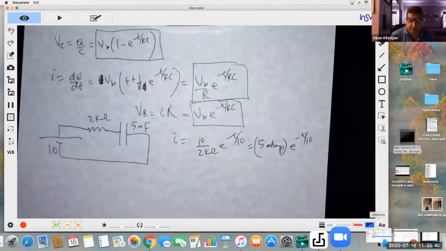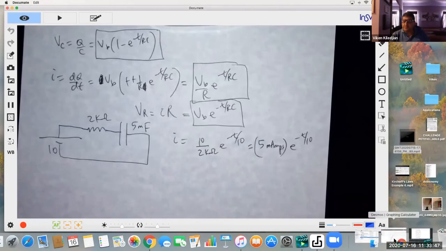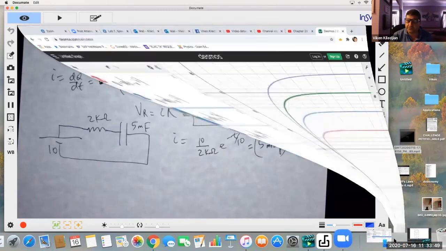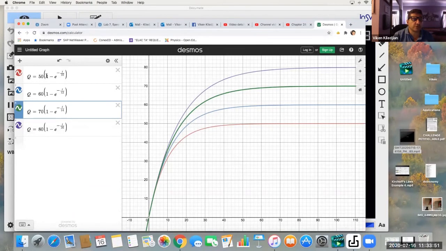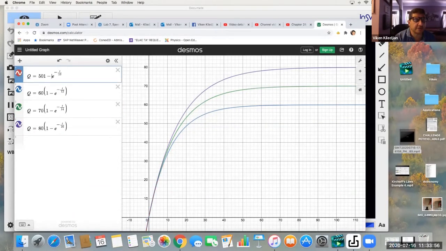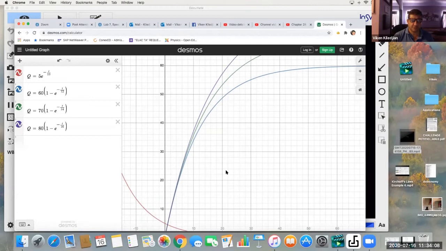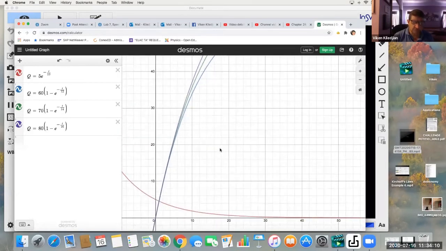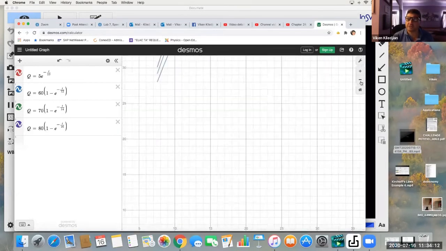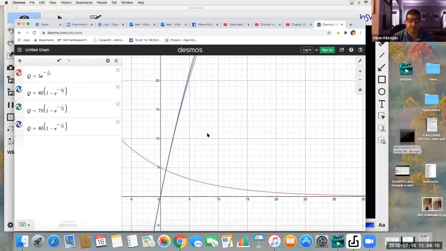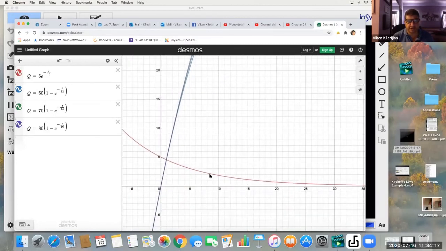Right, and now we could graph that. You get rid of basically the 1 minus, and you just have 5 milliamps. Yep, that's what it looks like. See how it's a decreasing function, the current?